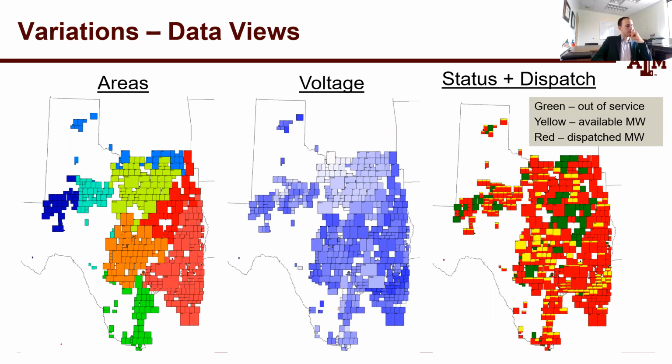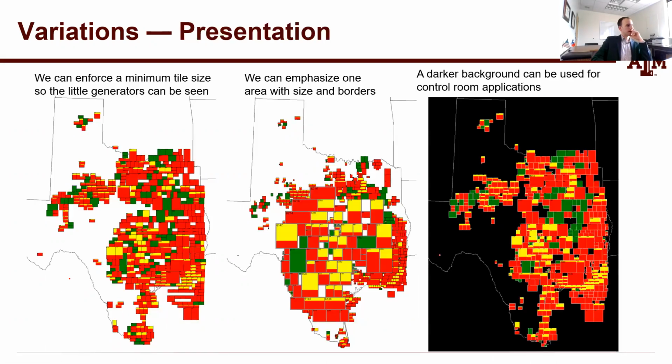other examples of how you could use these mosaic tile displays. There's different options for presentation as well. This one shows a minimum tile size so that you can make sure you can see them all. We have this one here that's got an emphasis on one particular area, or one particular area is a lot bigger than the others, and so you could see the things going on in the other areas, but you're focused in on one. Of course, you can make a dark background if you want to show it in a control room sort of thing.